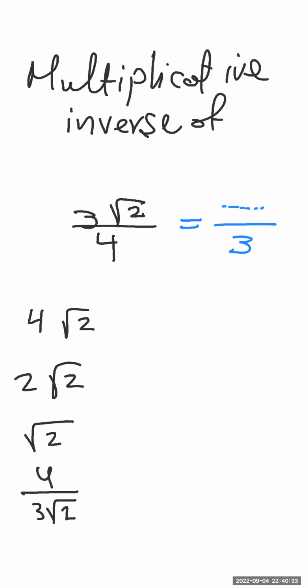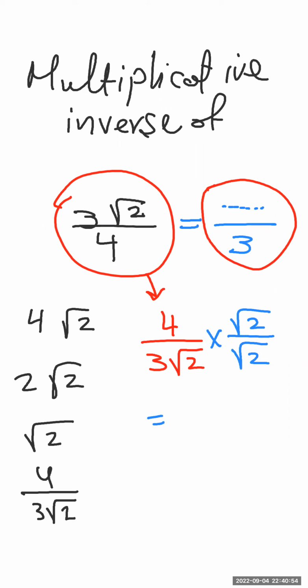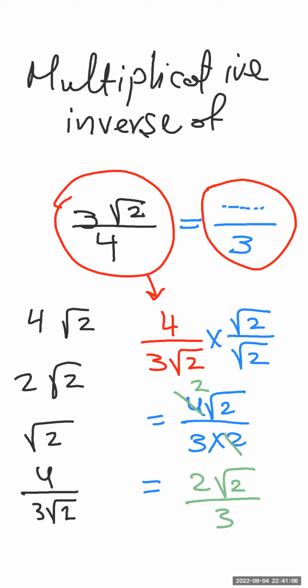The question is given like that. The multiplicative inverse of this number equals a number over 3. Now the multiplicative inverse of this one equals 4 over 3 square root of 2. Now simplify it and change the form by multiplying the number by square root of 2 over square root of 2. Numerator 4 square root of 2, denominator 3 times 2. Now simplify 4 divided by 2 equals 2. So 2 square root of 2 over 3.